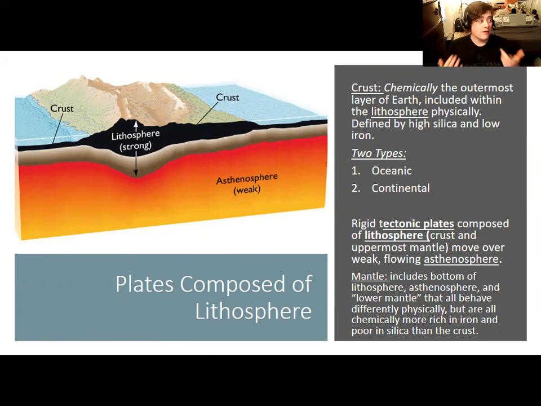Chemically, the crust is the outermost layer of the Earth, and it's defined by having the most silica of any of the layers. It lies over the mantle, which has a bit more iron and magnesium and a bit less silica. The lithosphere is made of the crust and the very uppermost part of the mantle, because there is a different physical definition from the chemical definition.